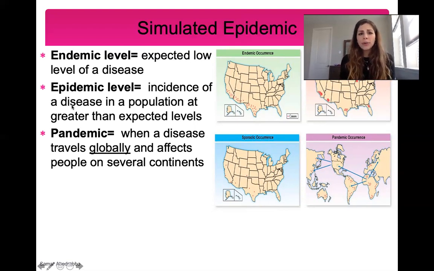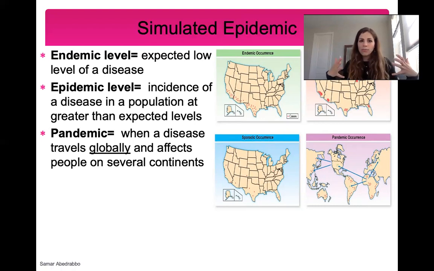With coronavirus, it started out endemically, with a few cases in Wuhan, then it spread and became an epidemic, and now it's in every single country where it's been detected, so that's a pandemic. Pandemic comes from Pangea, when all the continents were one before they spread out. That's where the term comes from. So endemic is expected low levels of a disease, epidemic is greater than expected levels, and pandemic is when a disease spreads globally in multiple countries.